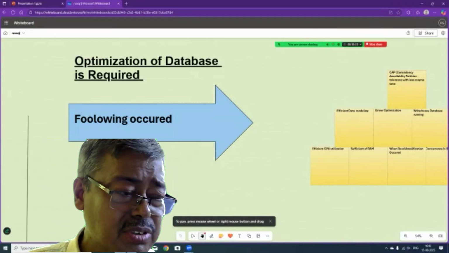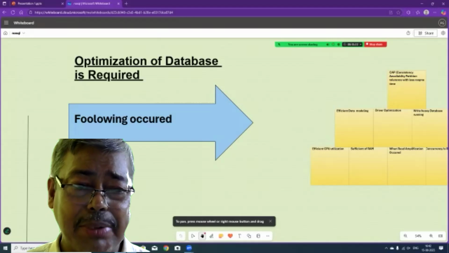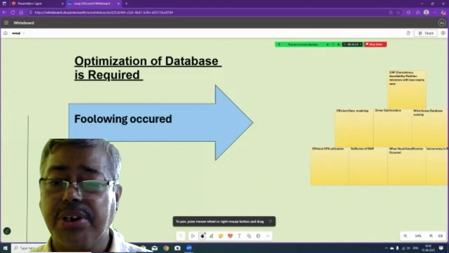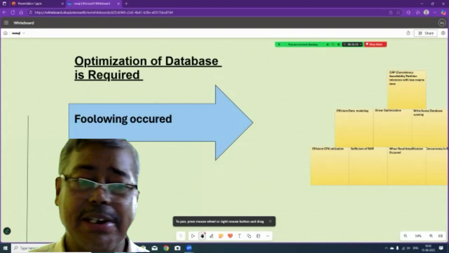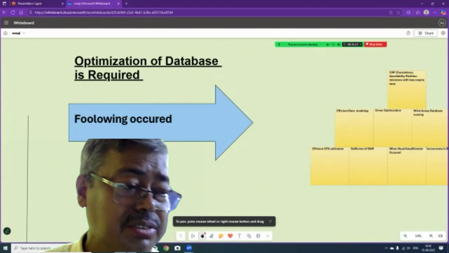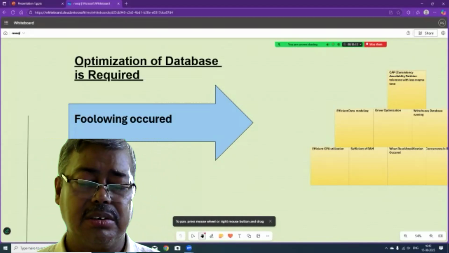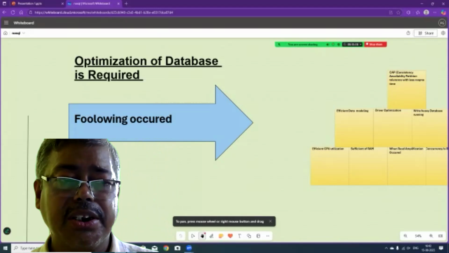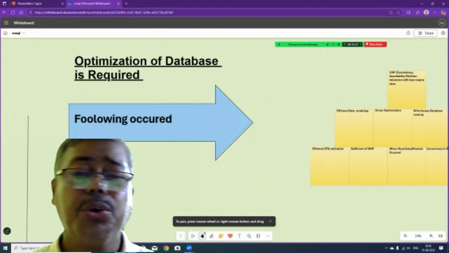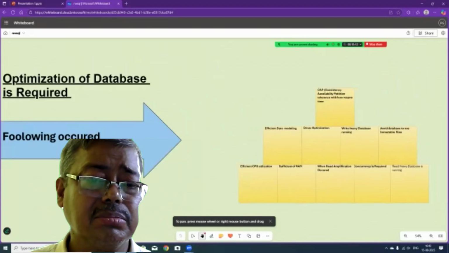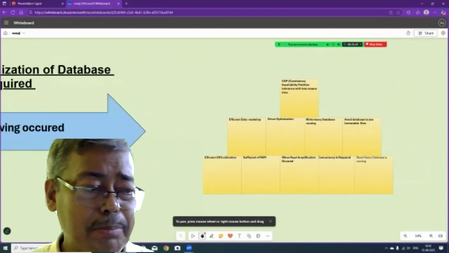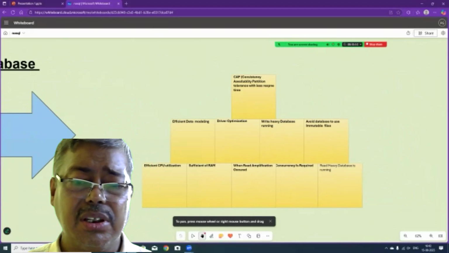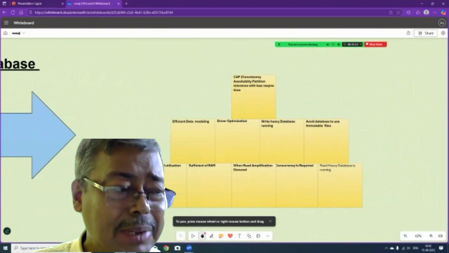Amplification is of various types. One is delete amplification. In case of a write-bound database, and in case of a read-bound database, data amplification occurs. To minimize the amplification, optimization is required. For optimization, data compaction is required. So optimization supports compaction, and compaction is to reduce the amplification.